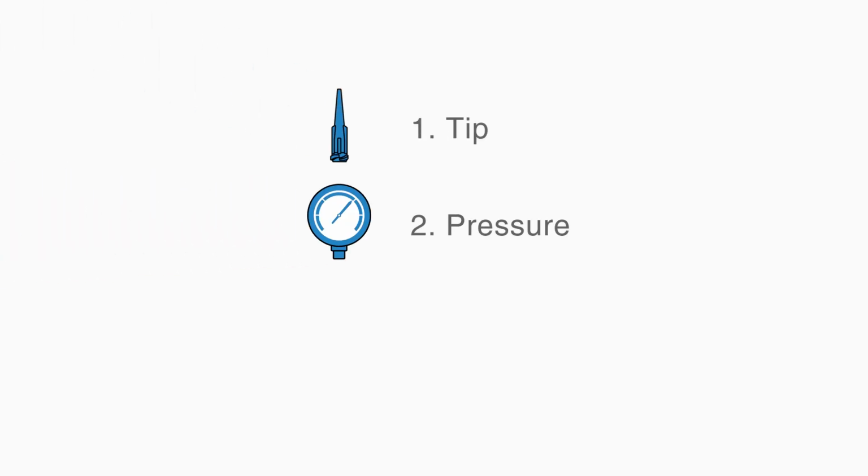So when setting up your dispenser, there are three things to remember. The dispensing size is controlled by the tip, the air pressure, and the timer setting. Now once you've selected the tip and set your air pressure, these will remain constant. You'll then adjust the timer to control the amount you want to apply.